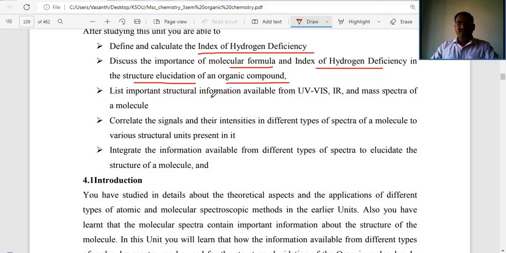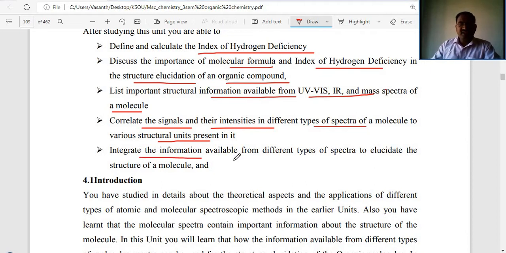list important structural information available from UV visible, IR and mass spectra of a molecule, correlate the signals and their intensities in different types of spectra of a molecule to various structural units present in it, integrate the information available from different types of spectra to elucidate the structure of a molecule.